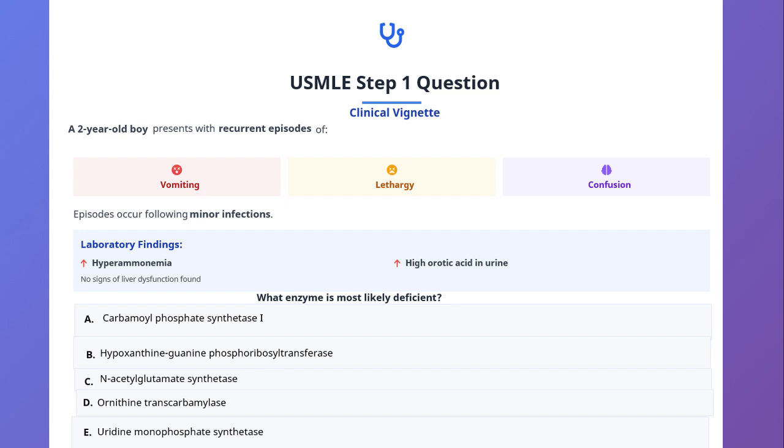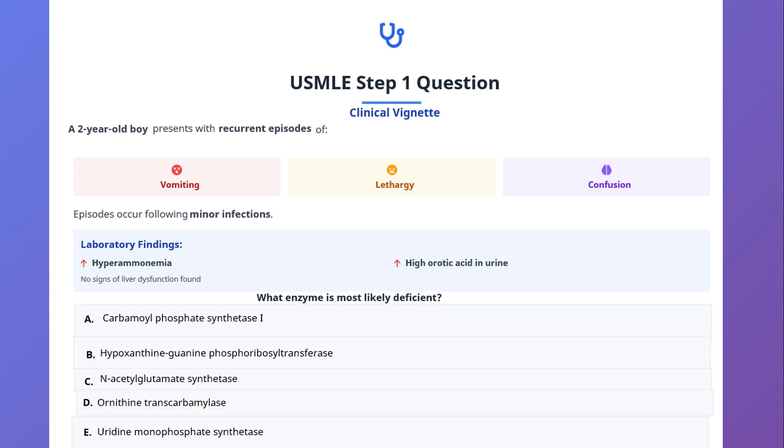A 2-year-old boy presents with vomiting, lethargy, and rapid breathing. Laboratory evaluation reveals markedly elevated plasma ammonia and increased urinary orotic acid. Liver function tests are within normal limits. Which enzyme defect best explains these findings?